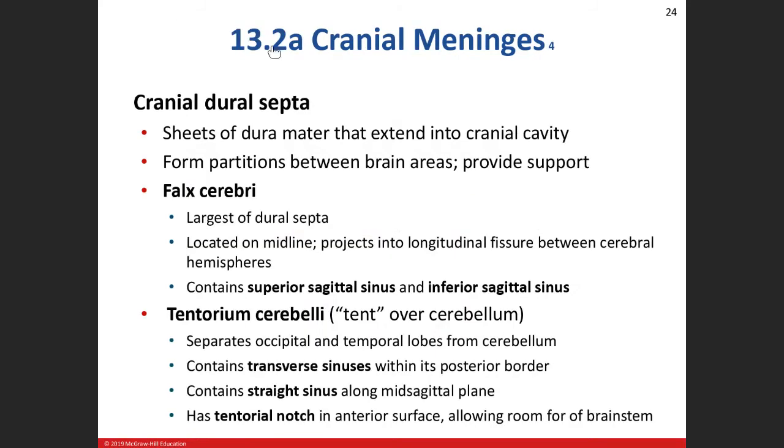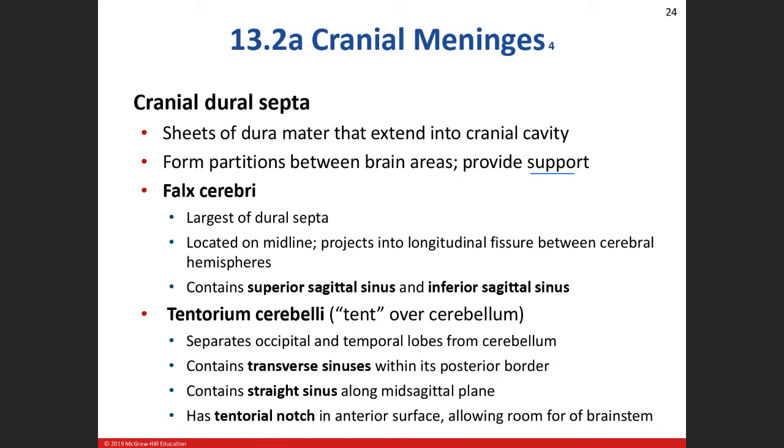So since we're talking about the cranial meninges, I want to talk to you about the cranial dural septa. Cranial dural septa are where those two fused layers of the Dura Mater are found to divide or create partitions between certain regions or parts of the brain. They provide support. You will have to know these for identification purposes.